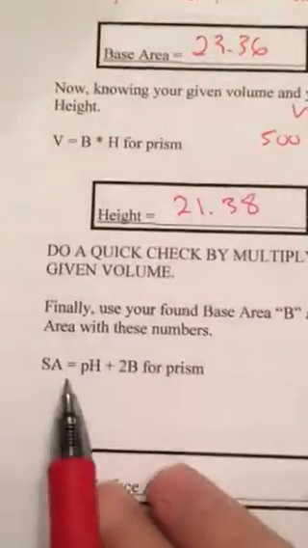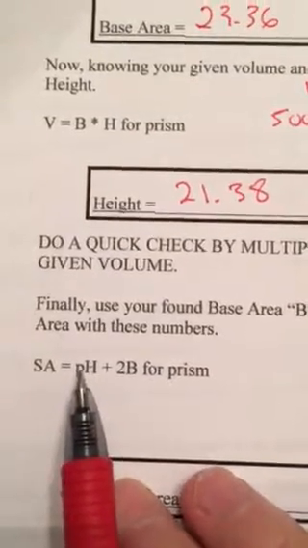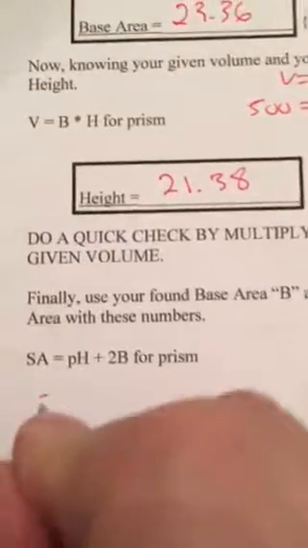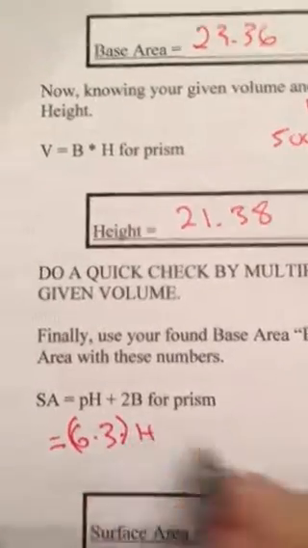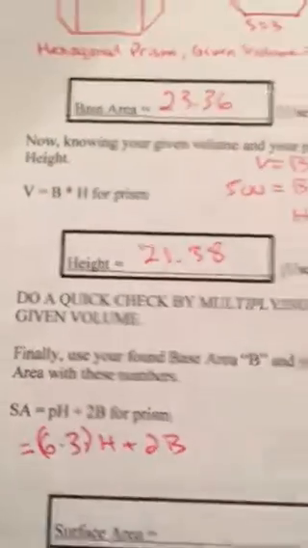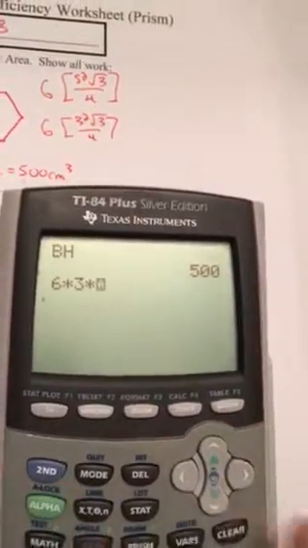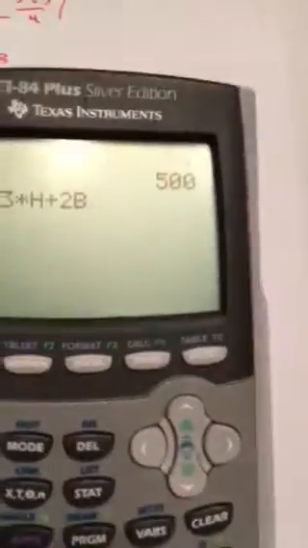Okay, so now that you have the base and the height stored in, we can work backwards with this formula right here to find the surface area with these given dimensions. The perimeter of the base is going to be 6 sets of 3. So the perimeter of the base is going to be 6 times 3 times the height. There's your perimeter of the base times the height, plus 2b. I don't even have to write those numbers in because those are stored appropriately. And we'll just go over here and go 6 times 3 times alpha h plus 2 alpha b. Right there.